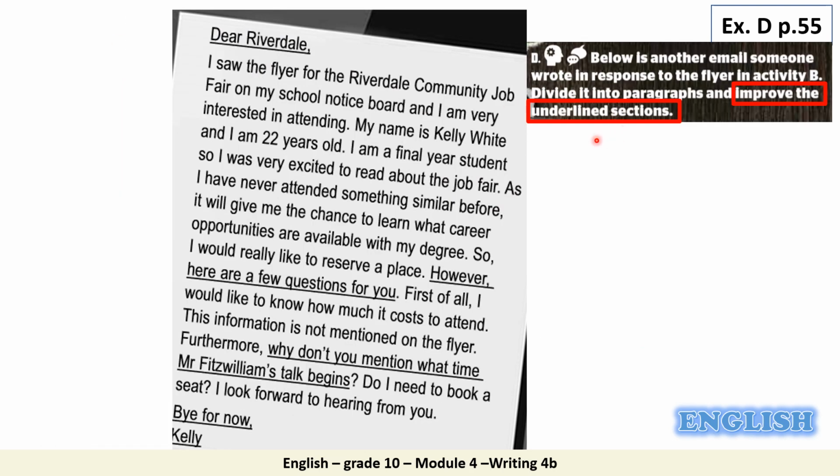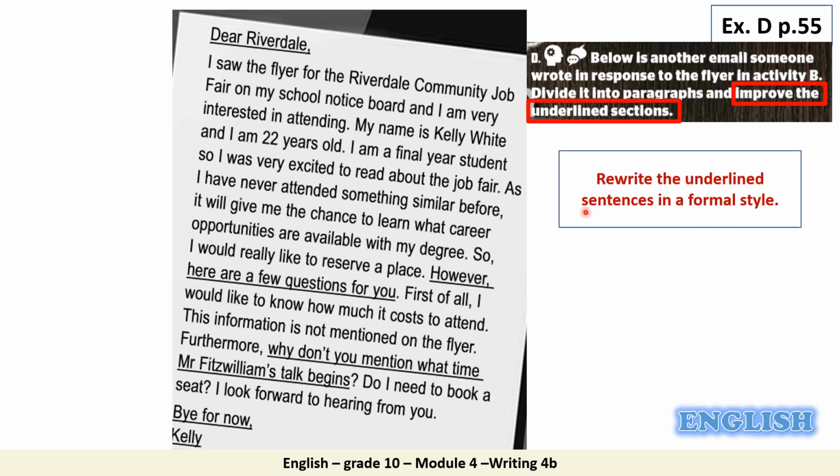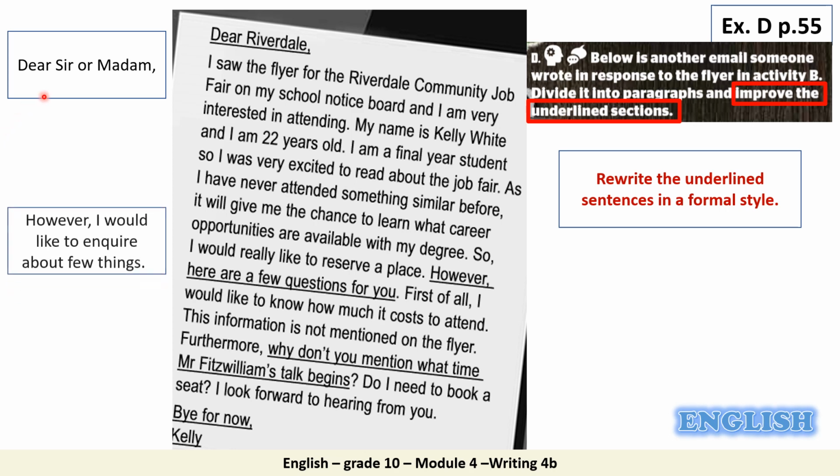The next section of exercise D is to improve the underlined sections, which means to rewrite the underlined sentences in a formal style. Pause the video for a minute, rewrite the underlined sentences, and let's check your answers together. The example for the first sentence is, Dear Sir or Madam. How about the next one? However, I would like to inquire about a few things.